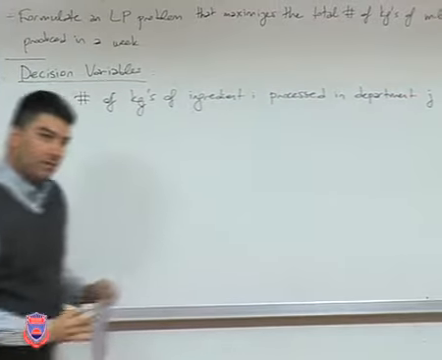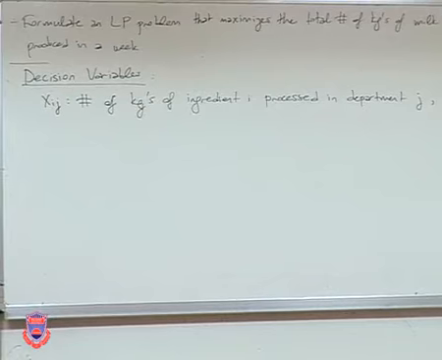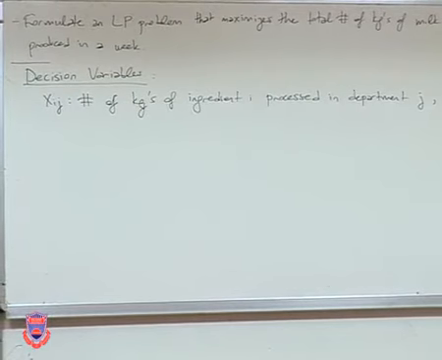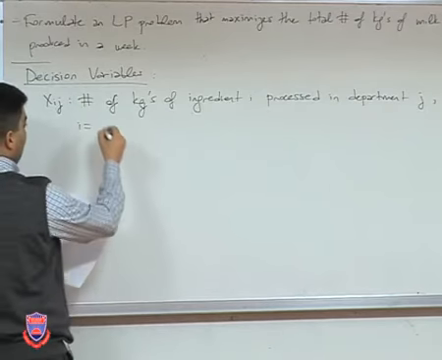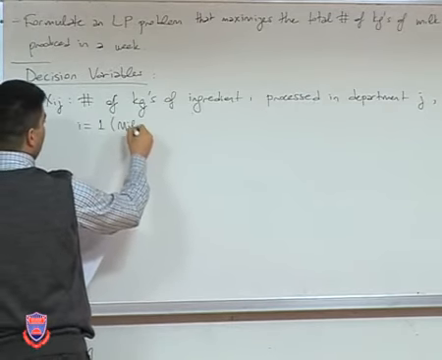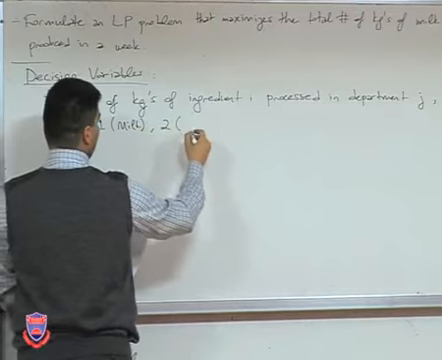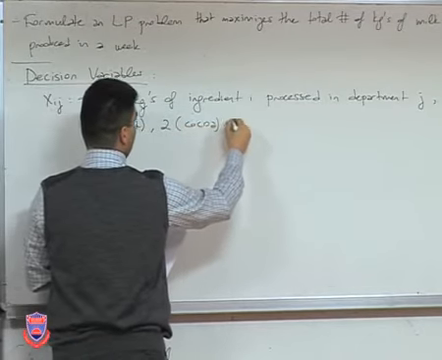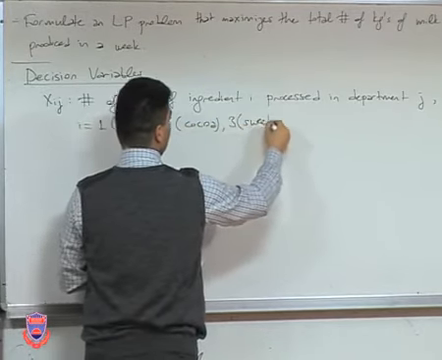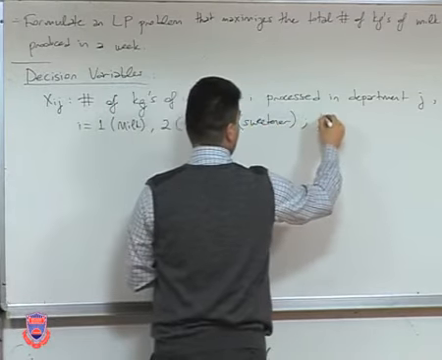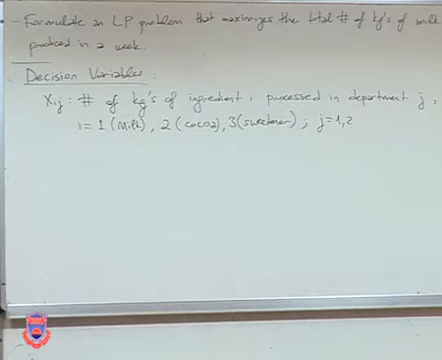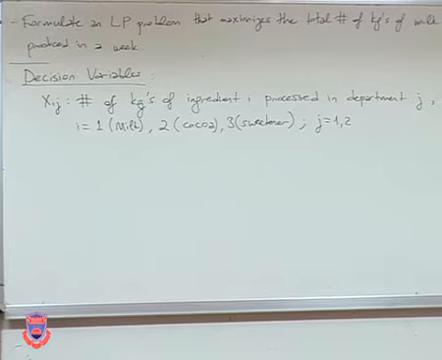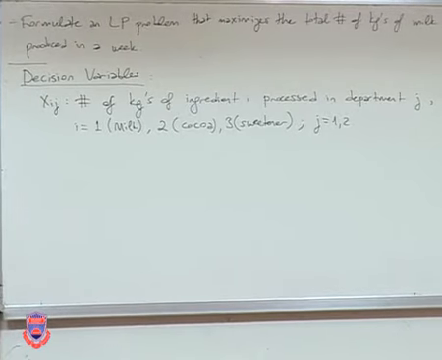So remember, whenever we define Xij, we need to figure out the possible values for the indices. So what are the possible values for index I? I can be 1, and 1 stands for milk. I can be 2, which stands for cocoa, and it can be 3, which stands for sweetener. And J can be 1 or 2 because we have two departments. So basically, X11 is the number of kilograms of milk that will be processed in department 1. Okay?